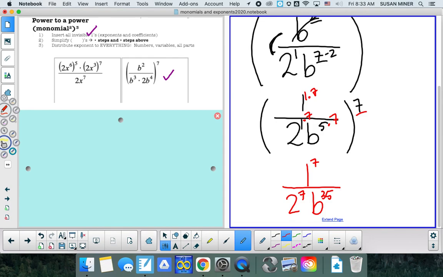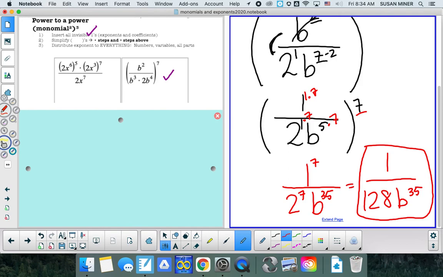And I could calculate out what 2 to the 7th is. 1 to the 7th power is just going to be 1. And then 2 to the 7th power is going to be 128 b to the 35th. And there's my final answer. So then I just go through with my calculator and calculate out my numbers that have exponents on them. That's one way that I can do that. And that's perfectly acceptable. If I like simplifying inside the parentheses first and applying the exponent later, I can.